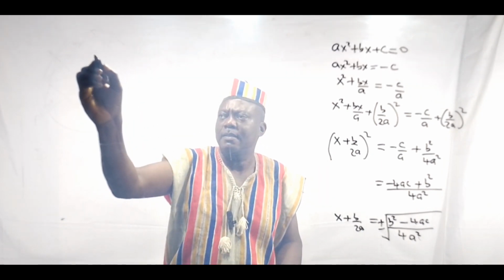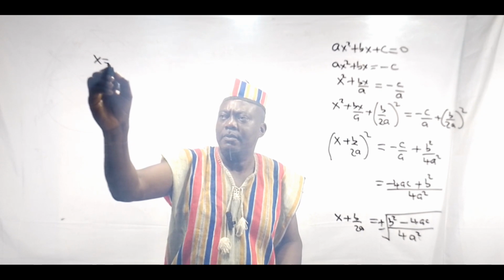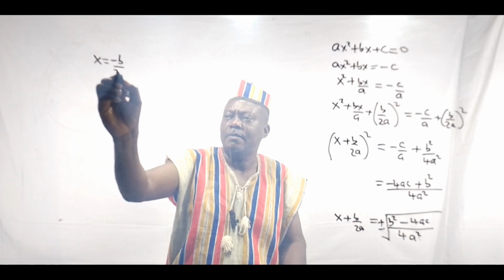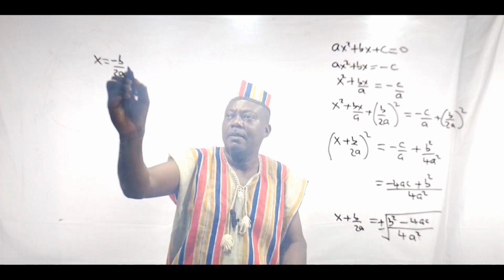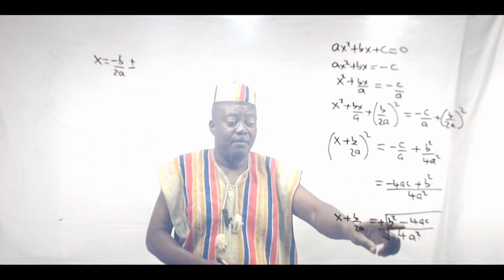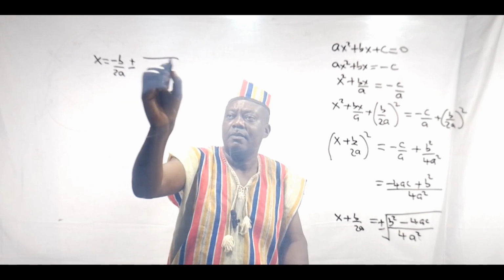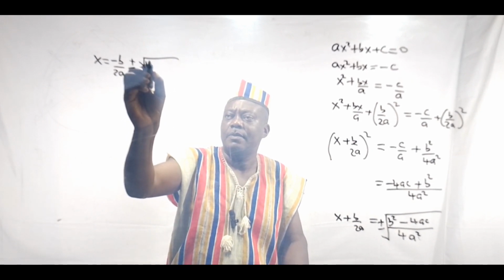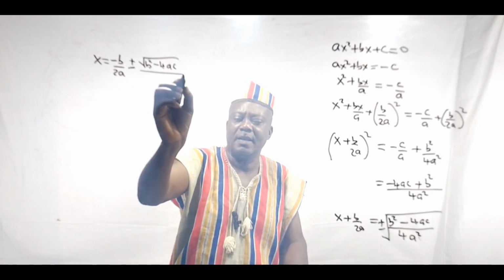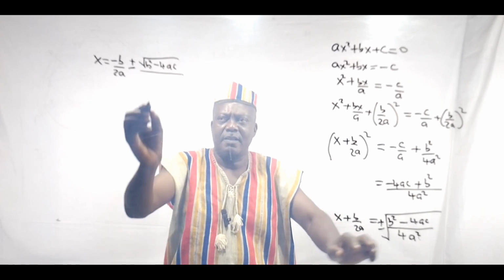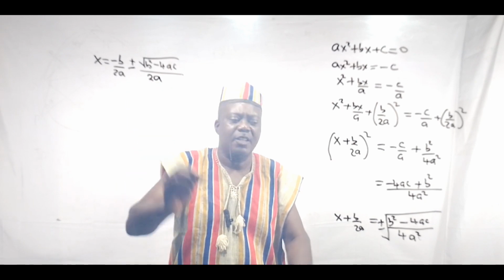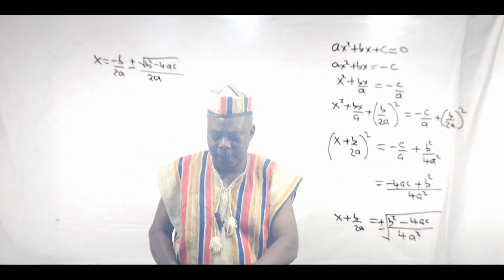Remember, we're looking for x, so you now transfer this one to that side. So you have x will be equal to minus b over 2a, plus or minus the square root of b squared minus 4ac over, so the square root of 4 here is 2 and the square root of a squared is a. That's why the root goes up.